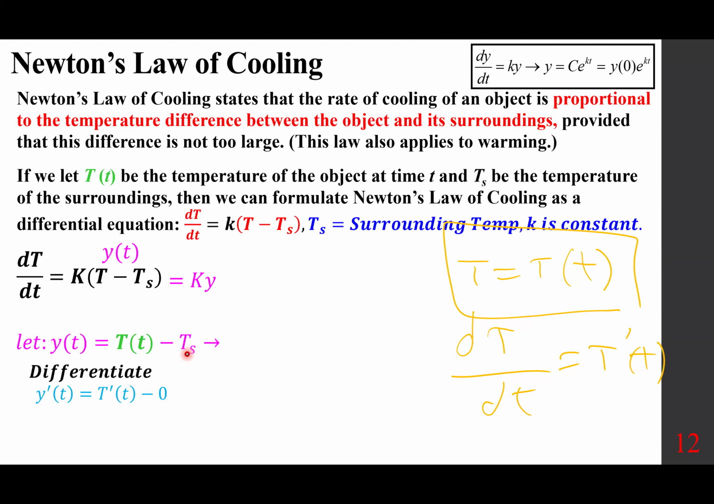So what does it mean? That means y prime and T prime are the same. Their derivative is the same. The two functions are not the same. They vary by a constant. So this is y prime or dy/dt. This is T prime or dT/dt. Okay, so let's write it in that fashion.